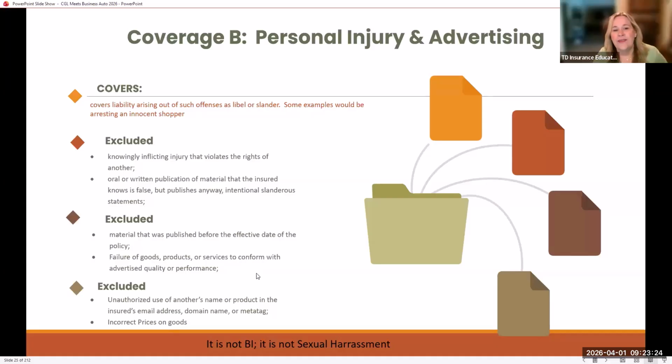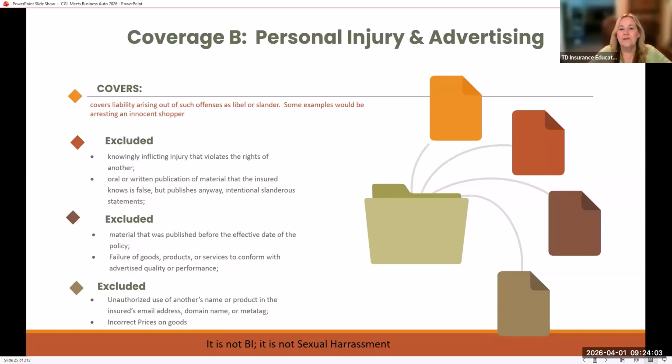Failure of goods to conform with advertised quality. If you're selling, for example, diet pills, a manufacturer, and they say lose 10 pounds in a week, and you get sued because they didn't, that is something that's not going to be covered under this policy. That's why they'll have little disclaimers on everything. Also, unauthorized use of another's name or product in the insured's email address. Incorrect prices on goods. If you meant to sell something for $1,000 and you put a tag on it for $10, that's not going to be covered. So personal injury and advertising: libel, slander, false arrest.